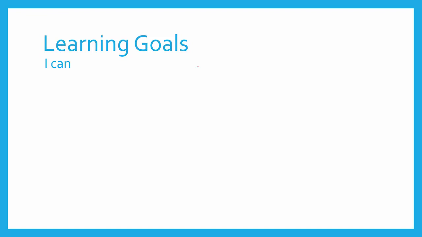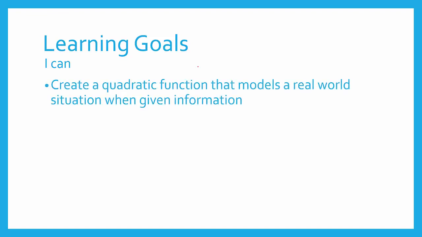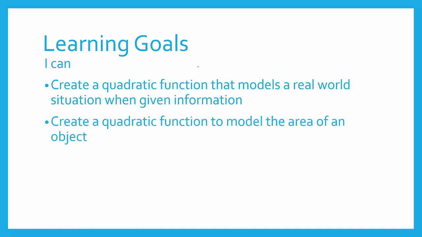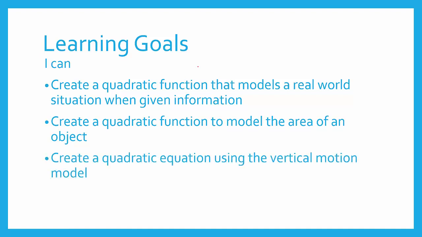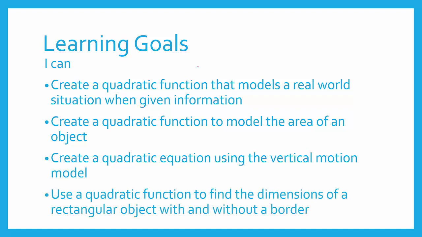Learning goals for this lesson. By the time you are done, you should be able to create a quadratic function that models a real world situation when you're given information. Create a quadratic function to model the area of an object. You're going to be doing this a few times. Create a quadratic equation using the vertical motion model. You are also going to be doing this a couple times. And use a quadratic function to find the dimensions of a rectangular object with and without a border, which these two, the area and that, are kind of related.